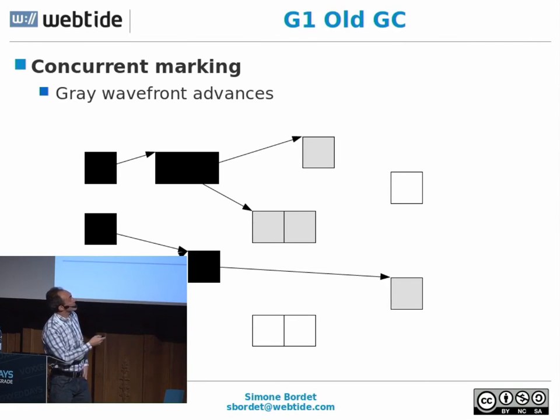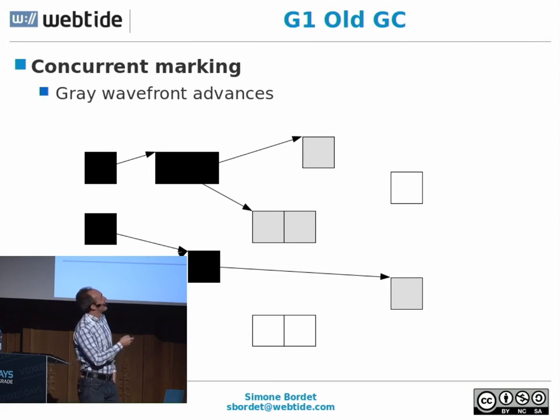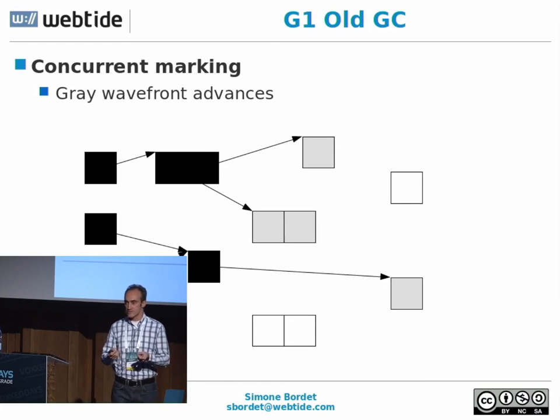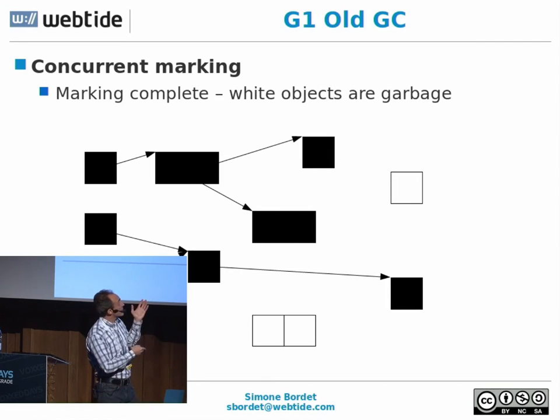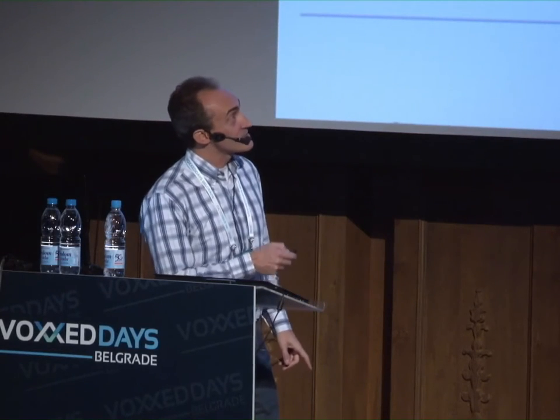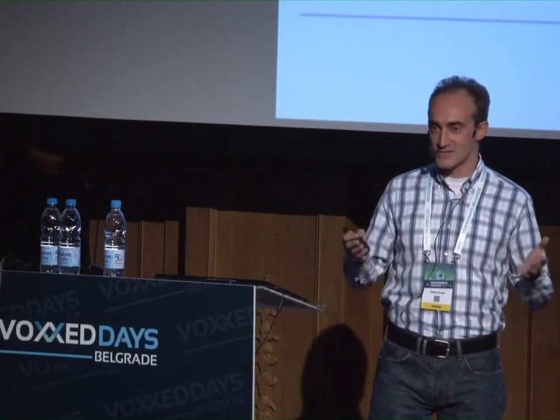Turns out that, for simplicity reasons, these objects either have scalar values, like for example booleans or ints, so I don't need to follow a pointer, or the pointer is null, so it doesn't point to anything and I don't need to follow it, so the marking ends here. As you can see, white objects are garbage. So what remains white, I don't care, it's garbage.